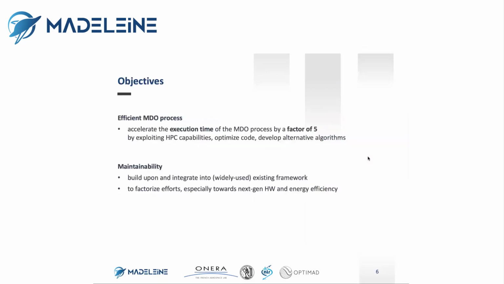So we also, at the beginning of the project, had a goal that we wanted to accelerate the execution time of the MDO process by a factor of 5, either by exploiting HPC capabilities, or by optimizing the code, or even by defining alternative algorithms that have better performances. And as I already stated, we were always looking at the maintainability of the code.